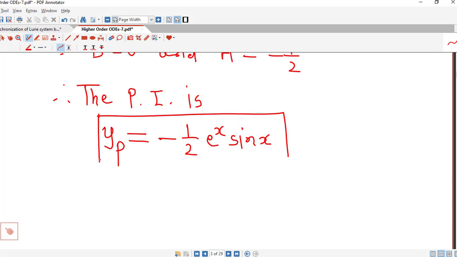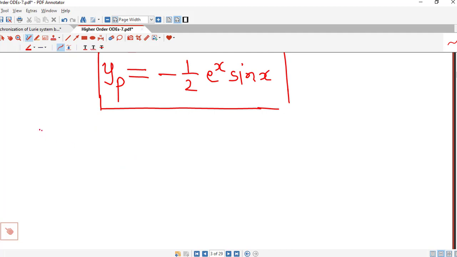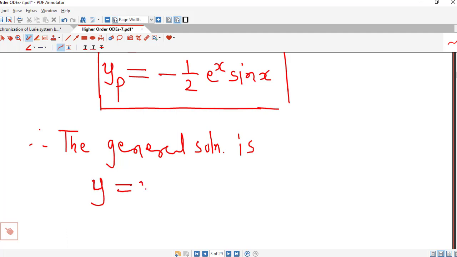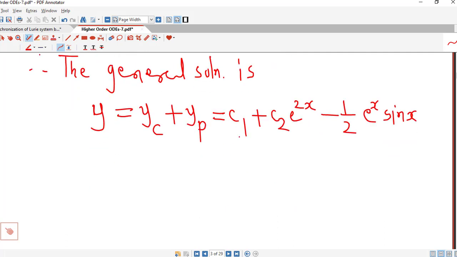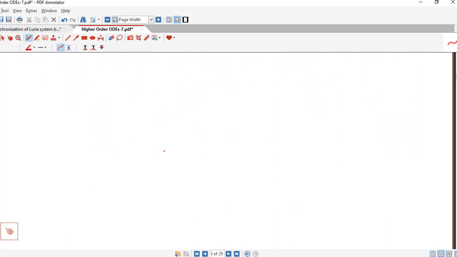So this is the particular solution of the given non-homogeneous equation, and the final step is the general solution. The general solution is y equal to complementary function plus particular integral. Complementary function was c1 plus c2 e raised to 2x, and this is minus 1/2 e raised to x into sin x.